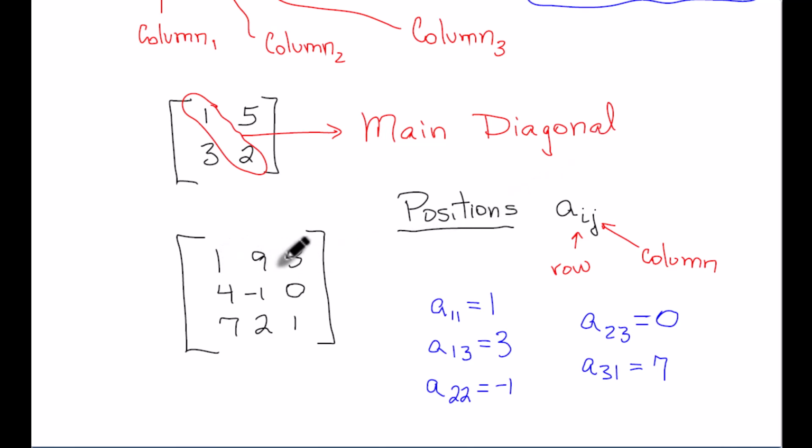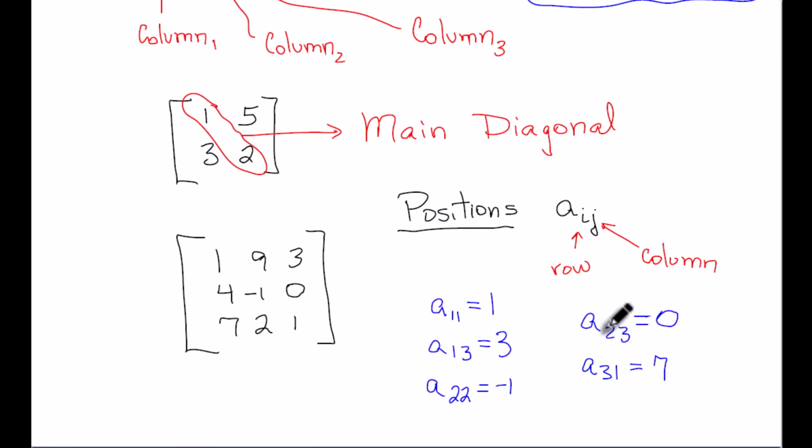Now, looking at all these numbers, we need a way to represent where it is. And we use the notation Aij. The first number is the row it's in. The second number is the column it's in. So for example, the 3, where is it? Well, it's in row 1, column 3. That's why it's A13.